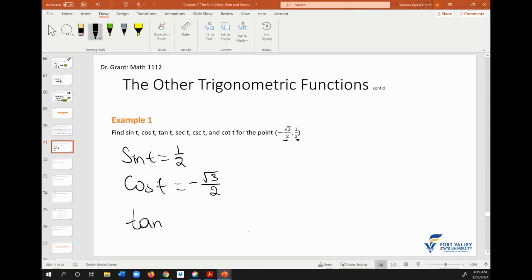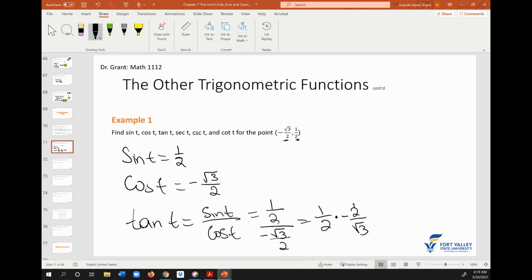And tangent of t, well, that's sine over cosine. Which is going to be 1/2 over -√3 over 2. And we know we do keep, change, flip. So this becomes -1 over √3, but we don't keep square roots in our denominator. So this is really -√3 over 3.